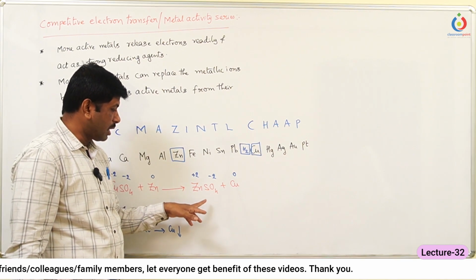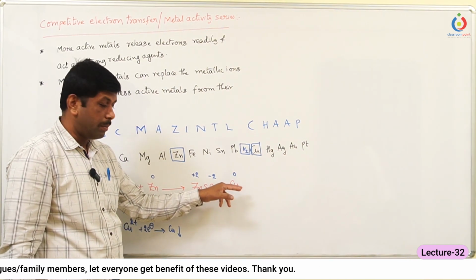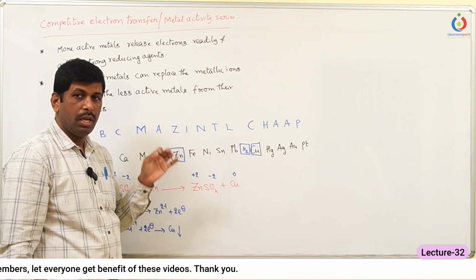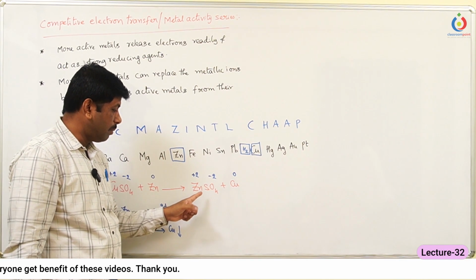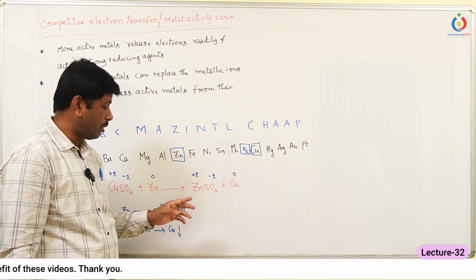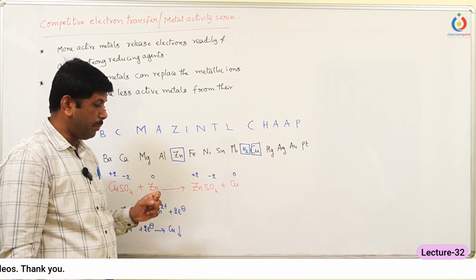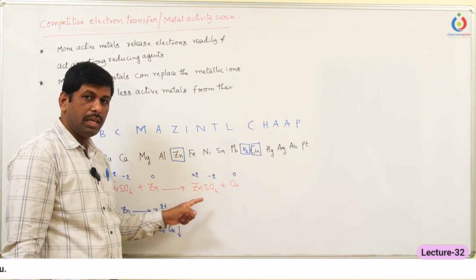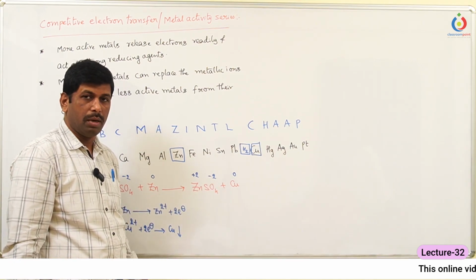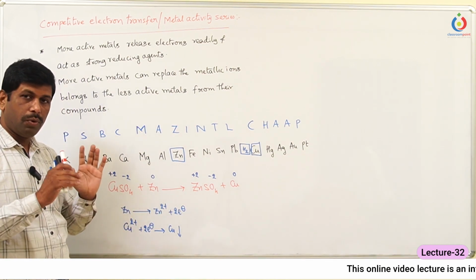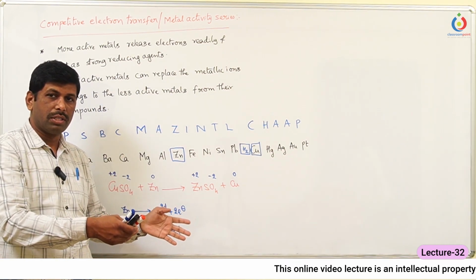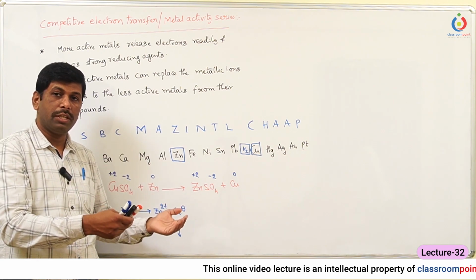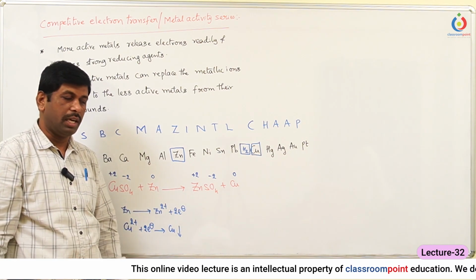And the final solution contains the zinc sulfate and copper, but a reverse reaction is not possible. That means copper is not able to replace the Zn2+ ion as the zinc. Why? Because the electron releasing tendency of the zinc is more than the copper. That is the reason why zinc forces the copper to accept these electrons, but a copper cannot force the zinc +2 ion to accept the electrons.